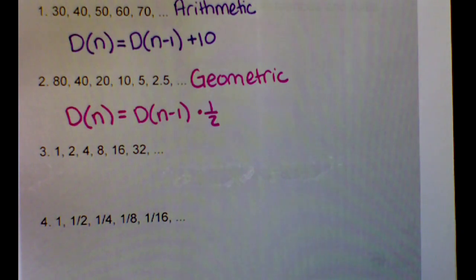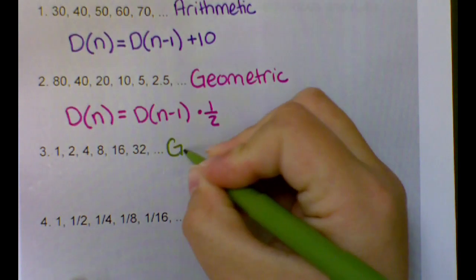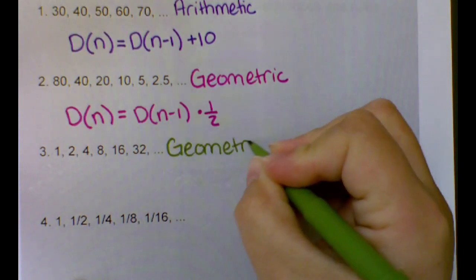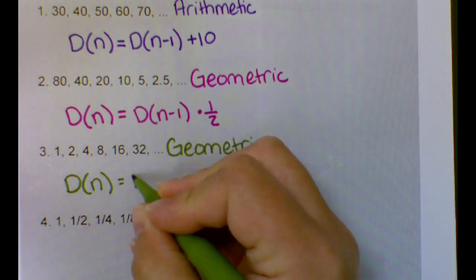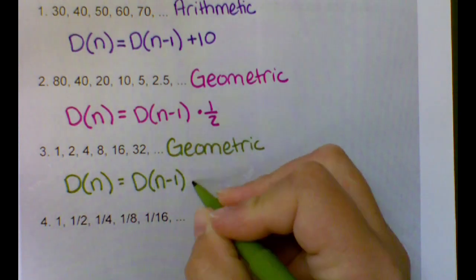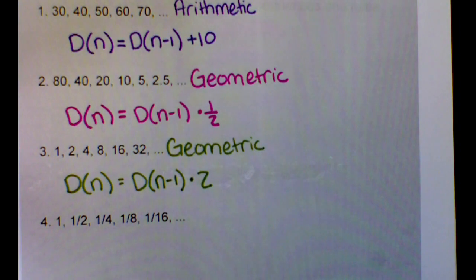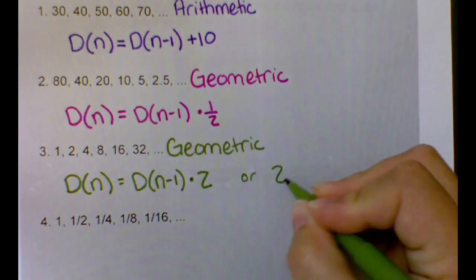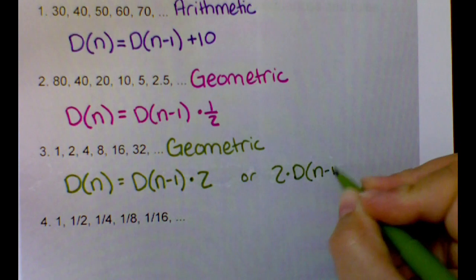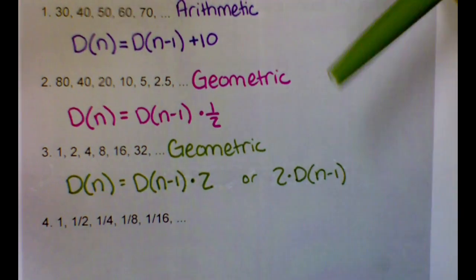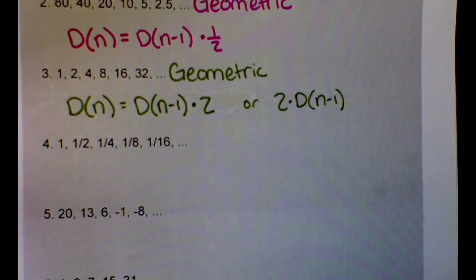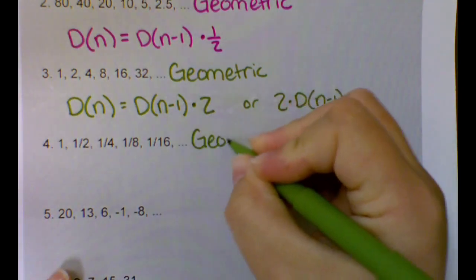Number 3, you might notice that it's multiplying by 2 each time, so that is geometric. So we'll say D of n, any term, is equal to the term before it, D of n minus 1, times 2. Now, if you wanted to, you could also write 2 times D of n minus 1. Remember that multiplication and addition work that way, that you can flip the order around and it means the same thing. All right, for number 4, hopefully you saw that we're multiplying the denominators by 2, which means it is geometric because we're multiplying.